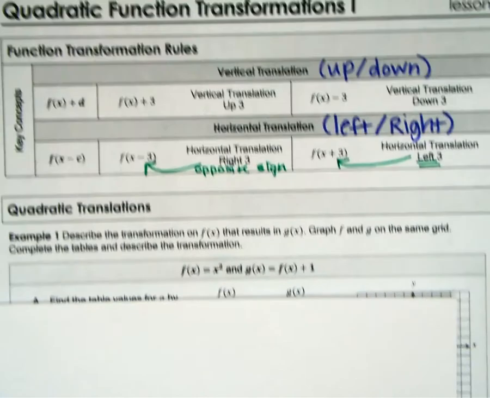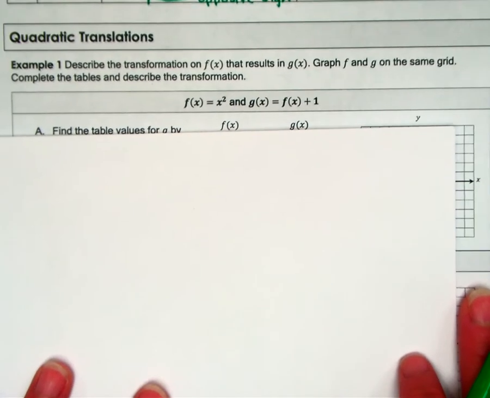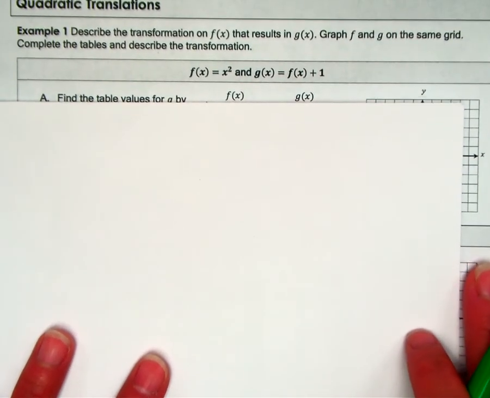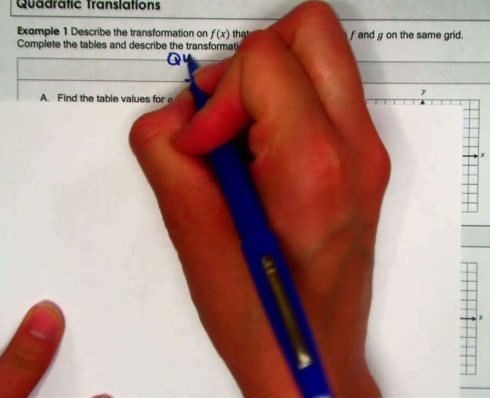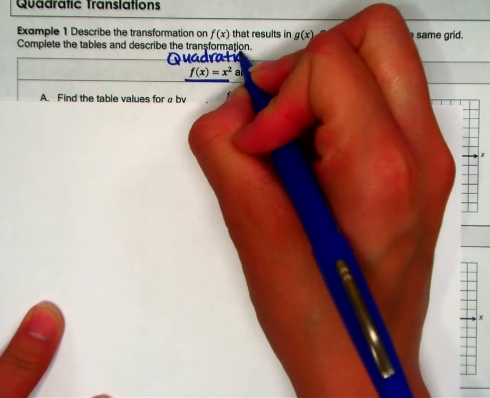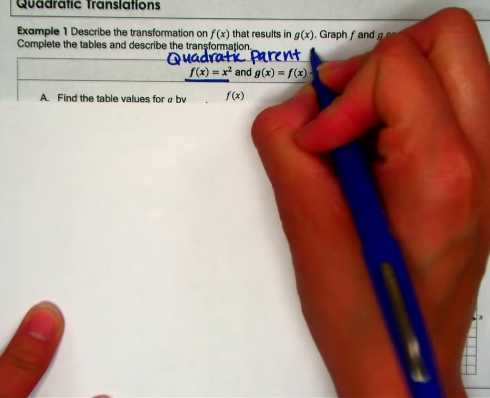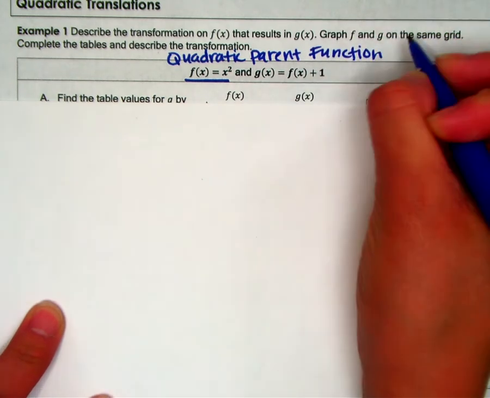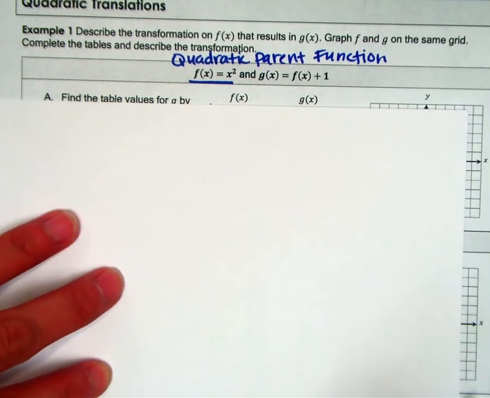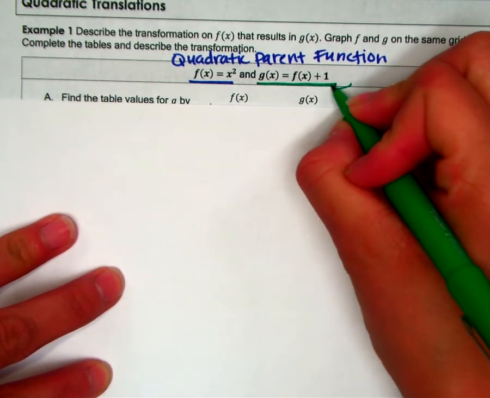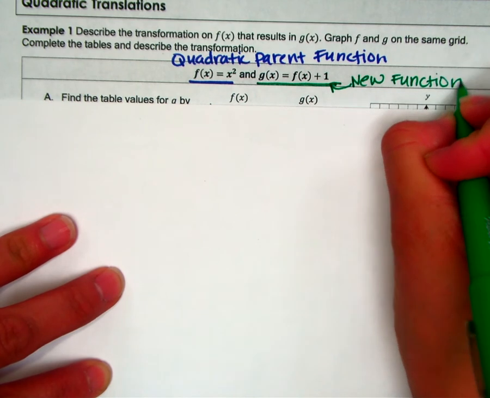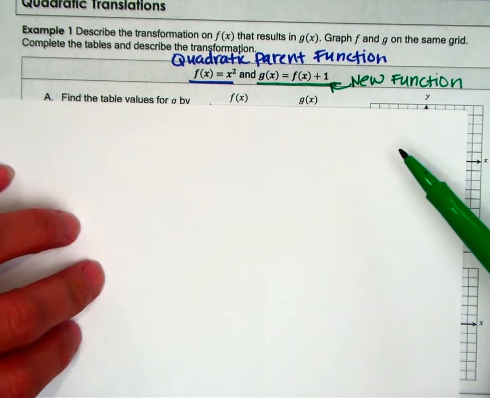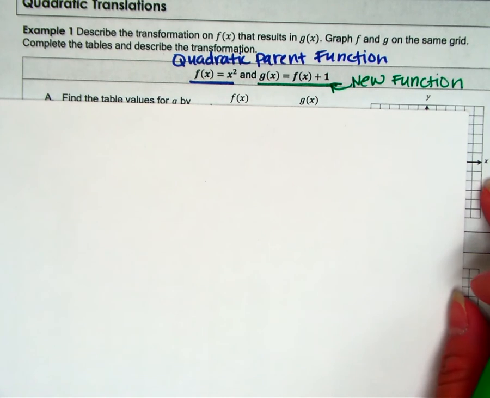We're going to practice and describe the transformations on f of x that results in g of x. So you want to recognize this is function notation, and if they give you f of x equals x squared, we want to recognize this is our quadratic parent function. And we're going to talk about the transformation to g of x. G of x is the new function. It's a transformation. And we're going to graph f and g on the same grid and complete the tables and describe the transformation.